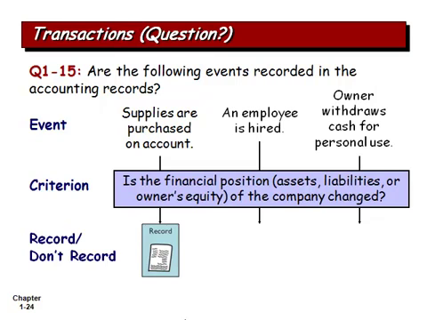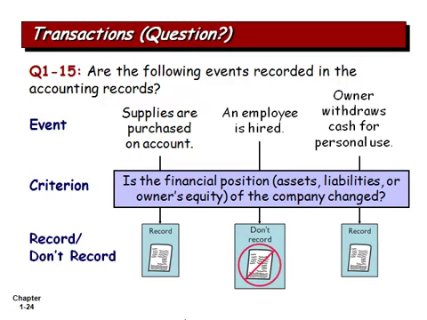We now owe money. But when an employee is hired, there is no economic event. There might be an economic event in the future as they work for us, but the simple act of hiring them doesn't create an event. Once they work for us and generate some revenue for us, then we will be responsible for their payroll. And the owner withdraws cash for personal use from the business. That obviously impacts both an asset and the owner's equity, so that would get recorded.